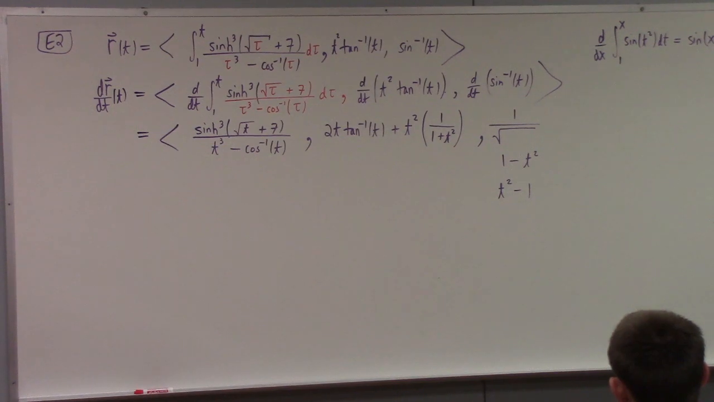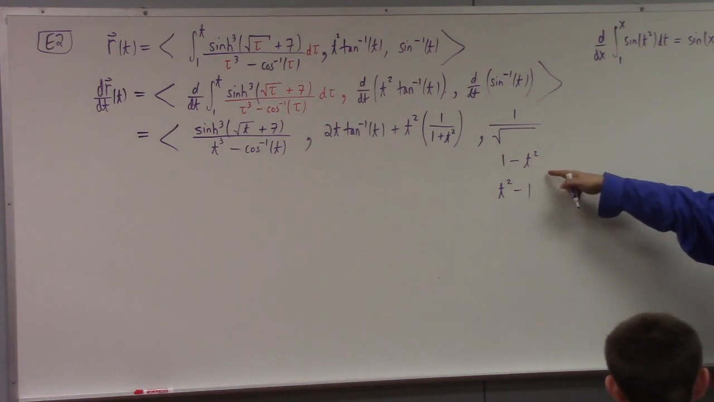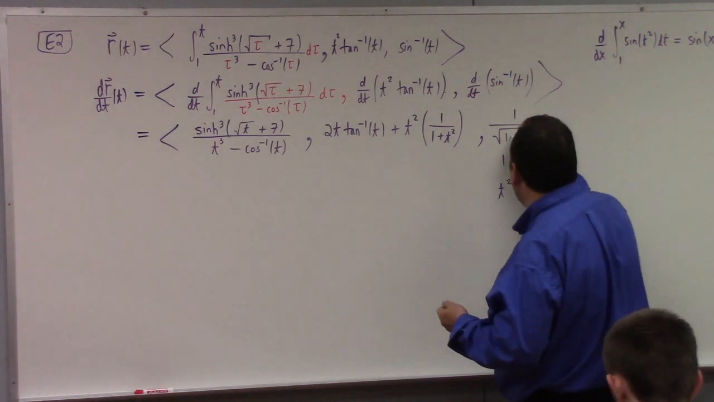1 minus t squared. The reason that has to be is the domain of the inverse sine is the range of the sine. What's the range of sine? Minus 1 to 1, right? Sine goes from minus 1 to 1. So whatever I'm feeding into the square root has to be in that range, minus 1 to 1. I better be feeding something positive into the square root, since I'm dividing by it. So 1 minus t squared is positive for minus 1 to 1. If you think about the domain and range issues here, it has to be 1 minus t squared.